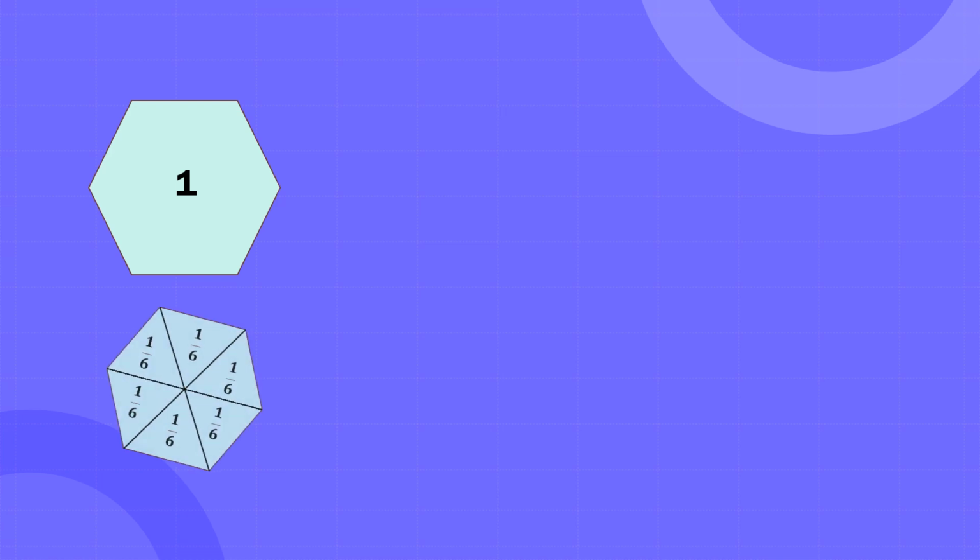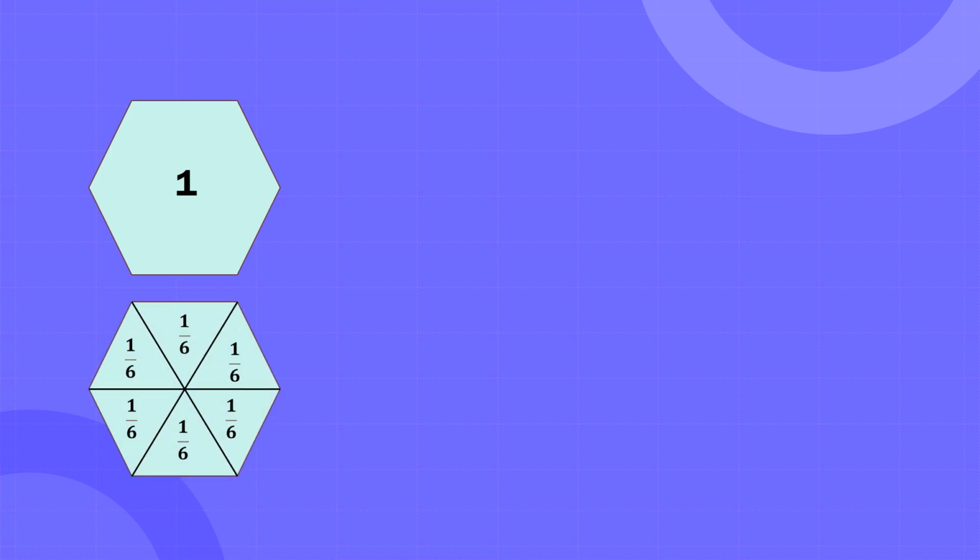Let's look at something interesting about fractions. Look at this hexagon. It's a shape with 6 sides. We are going to divide it into 6 equal parts. Each part is 1/6 of the whole hexagon. We write it as 1 over 6.